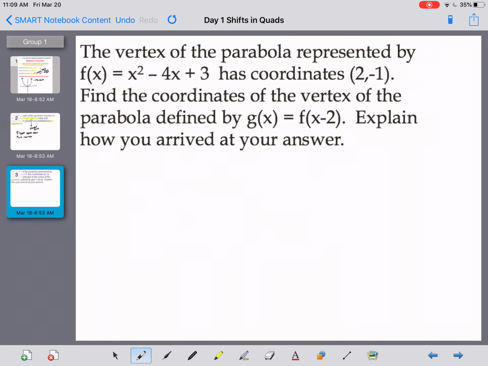And the second question. The vertex of the parabola represented by f of x equals x squared minus 4x plus 3 has coordinates 2, negative 1. Find the coordinates of the vertex of the parabola defined by g of x equals f of x minus 2. Explain how you arrived at your answer. Take a second to copy down the problem.